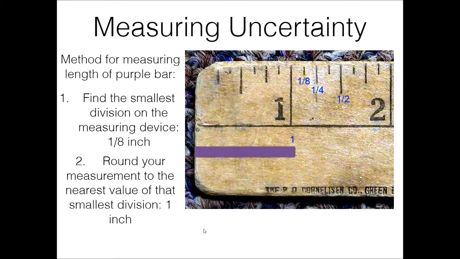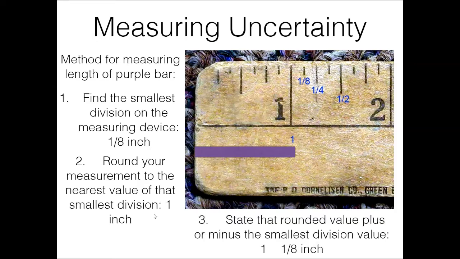So we are rounding, in other words, estimating or rounding our value of the length of this to 1 inch. Now, to explain to those who are reading about our measurement, or to whom we are communicating our measurement, that we have some uncertainty, and we're not pretending that we don't, because that's not good science. We will state the rounded value that we got from step two here, plus or minus the smallest division value. So 1 plus or minus an eighth inch.